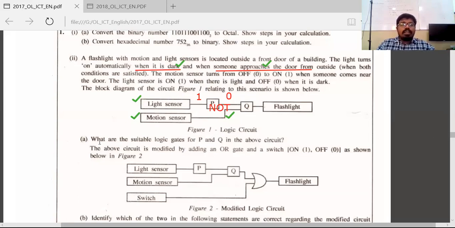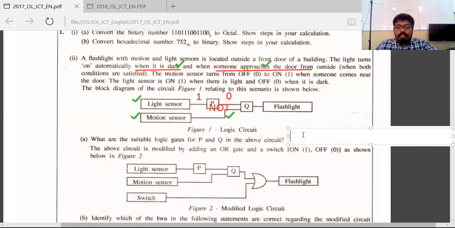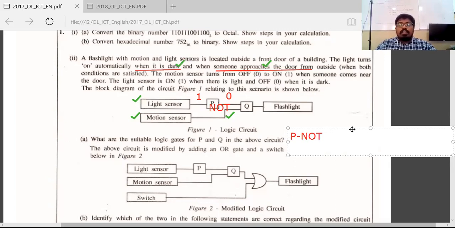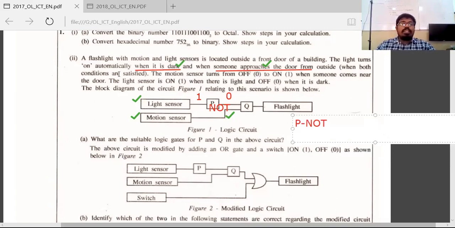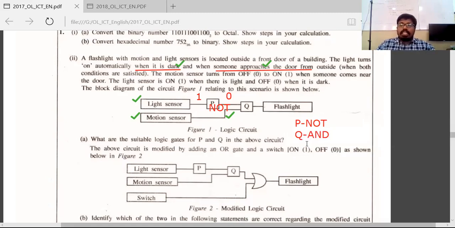So the question is, what are the suitable logic gates for P and Q in the above circuit? So this is taking the NOT. So P will be NOT gate. Here they are saying when both conditions are satisfied. When both conditions are satisfied, that phrase says the Q will be which gate? AND gate. Why? In the AND gate, we have to satisfy both conditions. So P will be NOT, Q will be AND. Right? So if you wrote like that, half into 2, 1 mark.